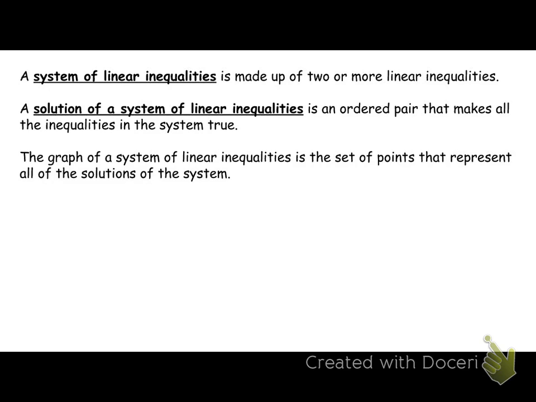A system of linear inequalities is made up of 2 or more linear inequalities. Just like a system of equations last week had 2 or more equations, a system of inequalities has 2 or more inequalities. A solution is an ordered pair that makes all the inequalities in the system true.